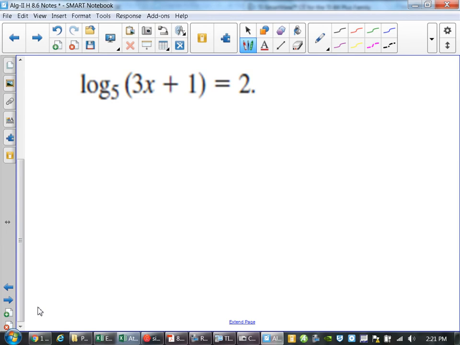This is where you come into the properties where you have one side with a log, the other without. To undo a logarithm, you raise it to become an exponent. This logarithm has a base of 5, so what should be the base that I put? 5. This is what we call exponentiating. You're turning it into an exponent by putting a 5 here and here. These bases are the same, so this falls and you get 3x plus 1 equals 25.